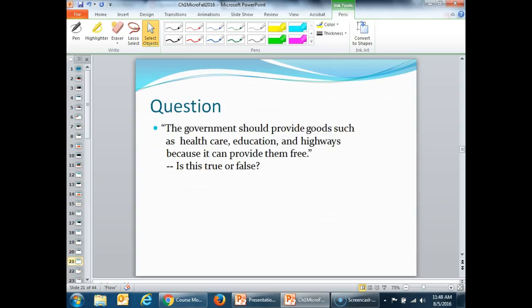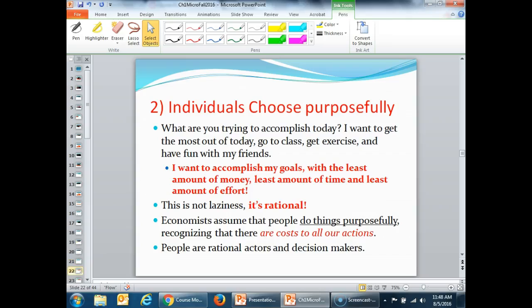How about this idea? Government should provide goods such as healthcare, education, and highways because it can provide them for free. Obviously, this is false. Clearly, there's a cost to a highway, right? I had to give up tax dollars. I could have been spending that on a longer vacation. So there you go. There's clearly a cost, even if government provides them.